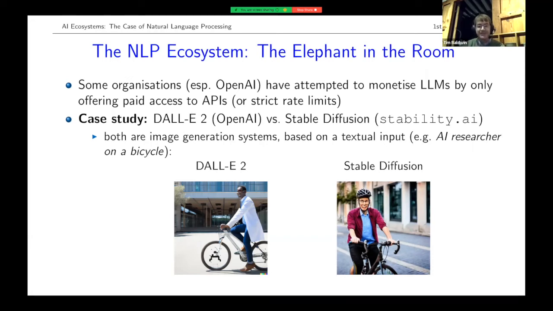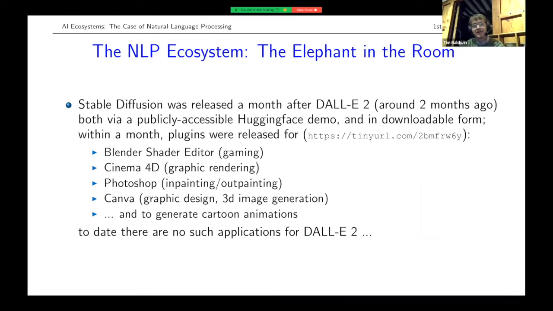So I did the obligatory generation for the prompt "AI researcher on a bicycle." DALL-E 2 has given a lab coat. I'm a big cyclist, just as background. Stable Diffusion is much more the tech pro look, I guess, with a slightly weird handlebar, but impressive that just given that prompt, it can generate these images, and it obviously has its own ideas about what AI researchers look like.